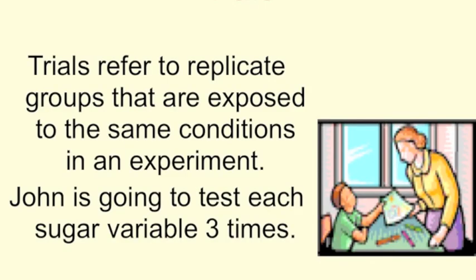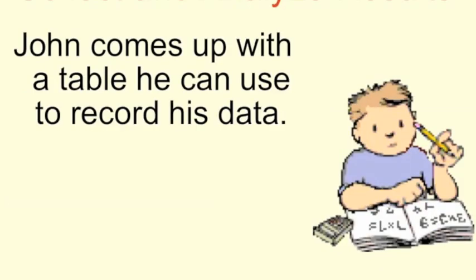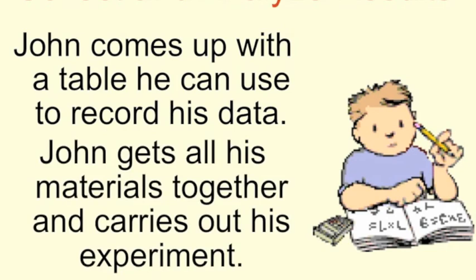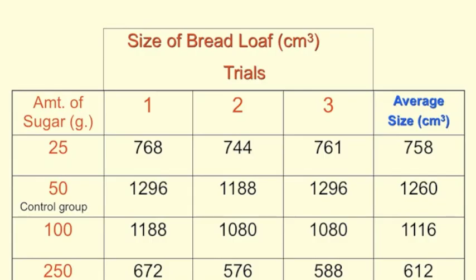All right, trials. John is going to test his sugar variables 3 different times. That means he's going to run 3 different trials. Trials refer to replicated groups that are exposed to the same conditions in an experiment. Trials help to validate your data by giving you good, rock-solid results. So John then comes up with a data table that he uses to record his data. He gets his materials together and he carries out his experiment. Here are the results of his experiment.